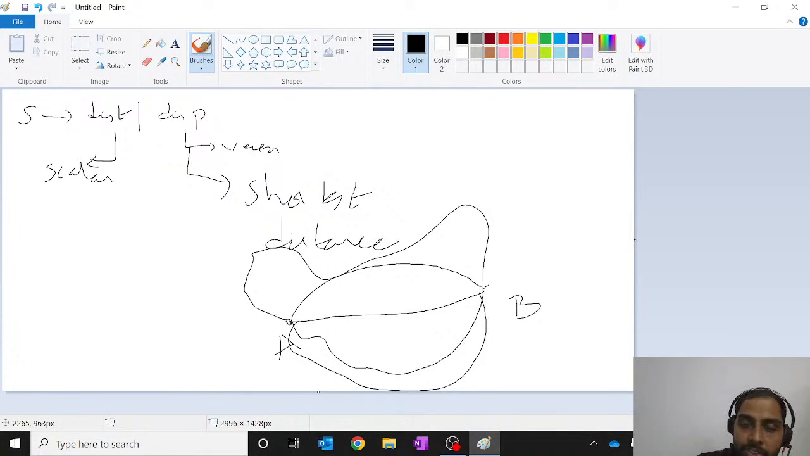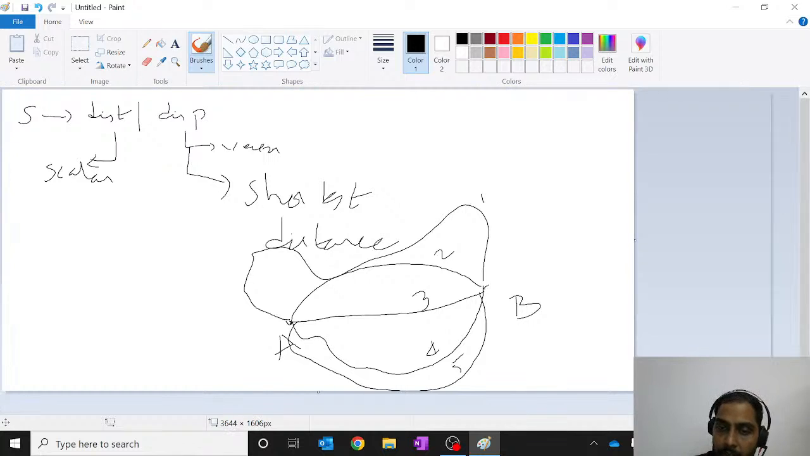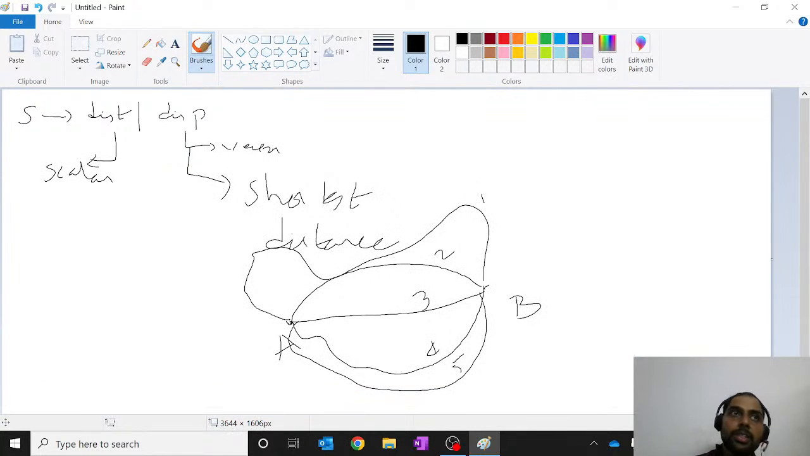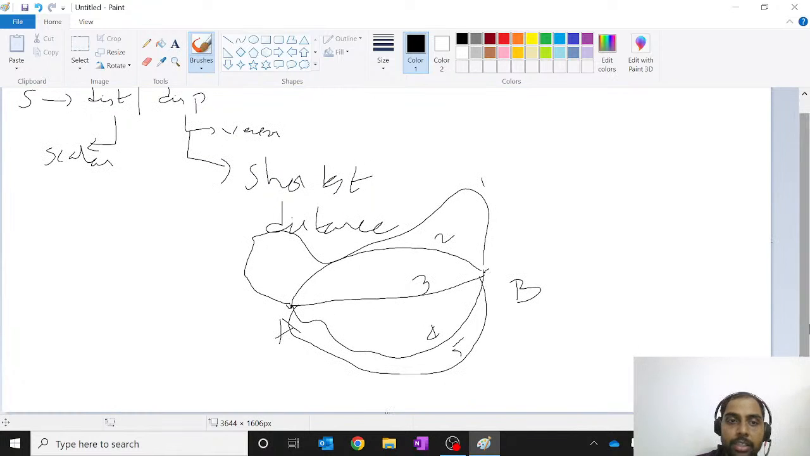Let's assume I'm calling this path 1, this is path 2, this is path 3, this is path 4, this is path 5. All of these constitute your distance, because what is distance? It is nothing but your travel from A to B, your journey. That is your distance.